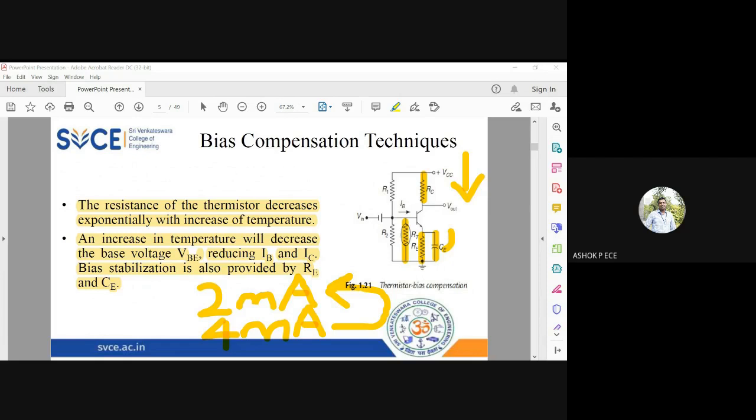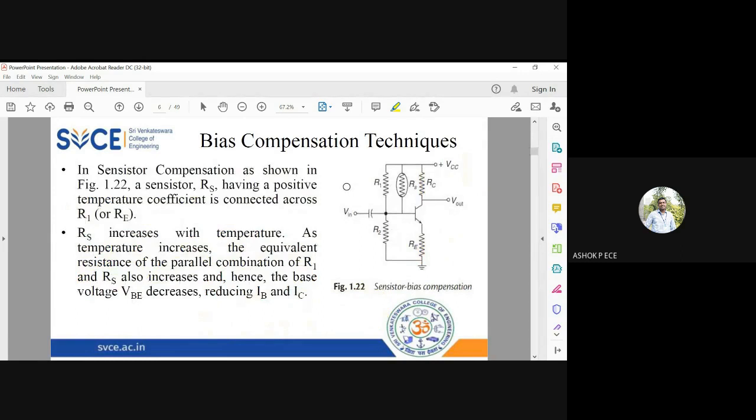Okay. So next one, we are going to see about the sensistor. I told you one more device you have, thermistor and sensistor are opposite in working. So here I am going to the sensistor. A sensistor is a device which is represented by RS, which has a positive temperature coefficient. As the temperature increases, the resistance value also increases.